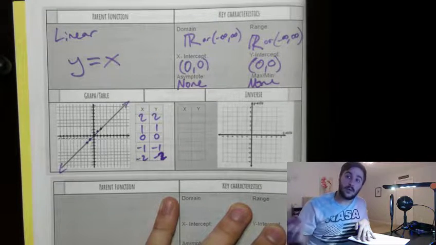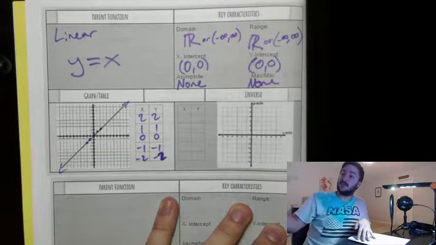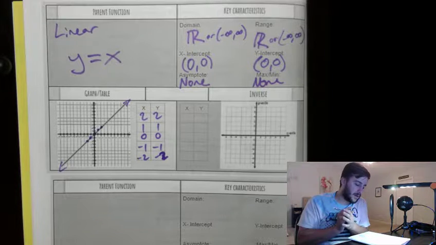That works too. Okay, we're not going to worry about inverses in this unit. That'll be the next unit. We'll talk about inverses. This one's going to be focused on just the parent functions. All right, so there we go. There's our first one.